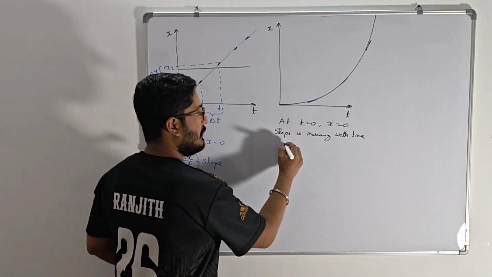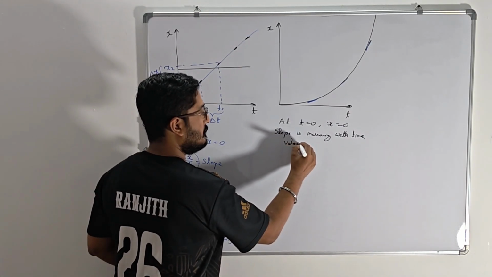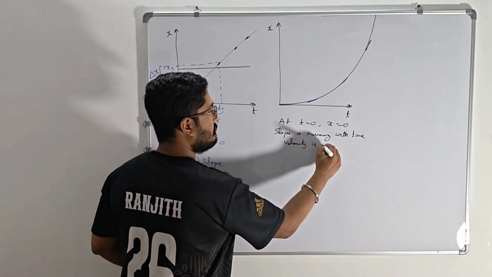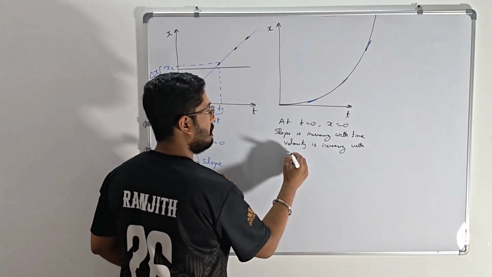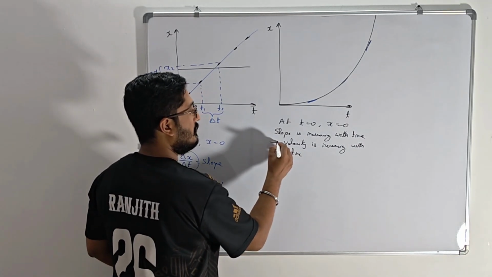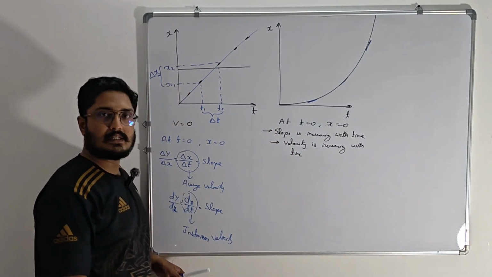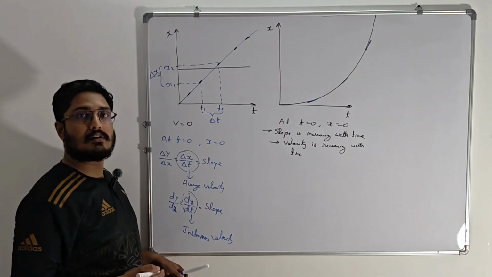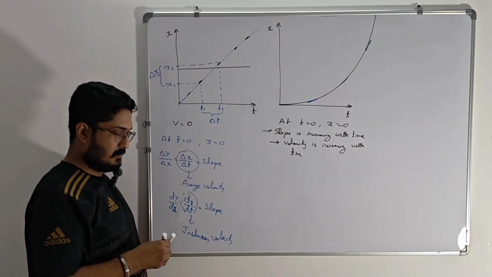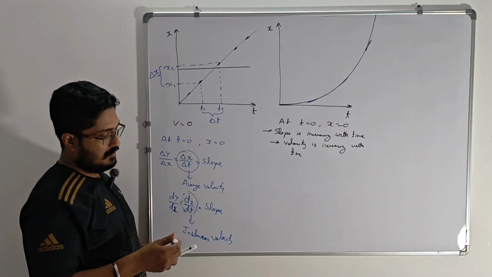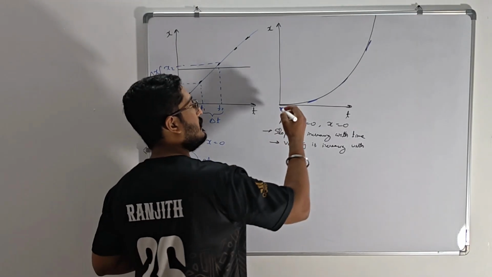So final thing, that means velocity is increasing with time. Because the slope is increasing with time, I can also say that velocity is increasing with time in that case. Right? Very simple. Okay. What if the graph was in a different way?